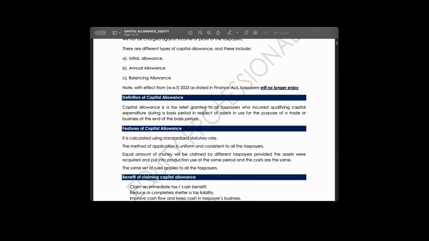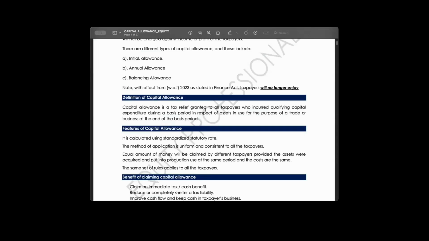And one thing that you also need to note is that standardized rates are applicable to the taxpayer. Now, what do I mean by standardized rates? Imagine two taxpayers, taxpayer A and taxpayer B, acquire the same asset and put the same assets into production use at the same date. These two taxpayers will be claiming the same amount of capital allowance, provided that they put it into production use at the same date.